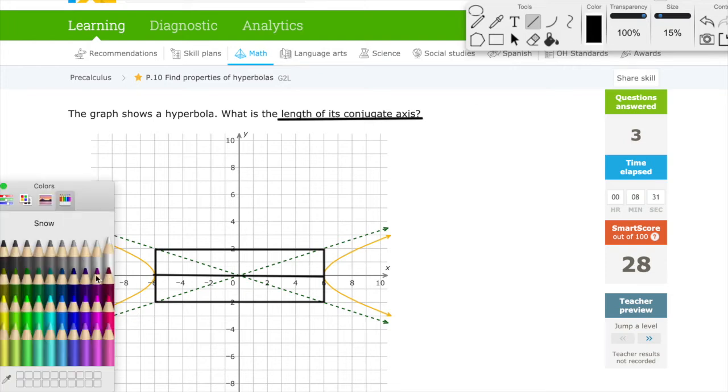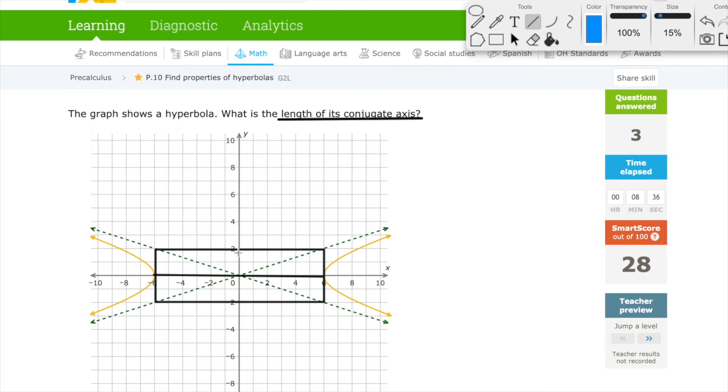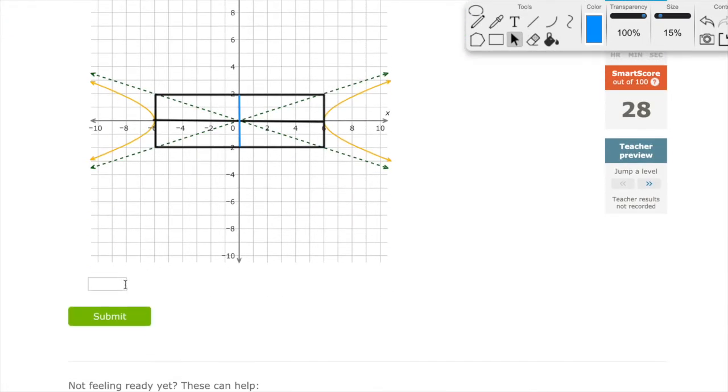However, what we want here, let's try to change colors, something noticeable, is this kind of opposite axis. So this would be the transverse axis. This would be the conjugate, the one that is kind of going the opposite direction, the one that doesn't touch the vertices. How long is this? This is from 2 to -2 again, so that one's actually 4.